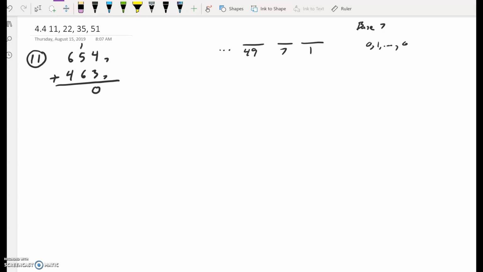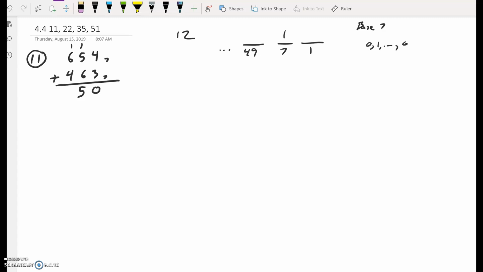12 is a base 10 result. We need 12 written here with base 7. It won't be 2 of these 7s. It'll be 1 of these 7s and 5 1s. 1 7 plus 5 1s is 12. So we write down the 5, we carry the 1. And now we're getting an 11.